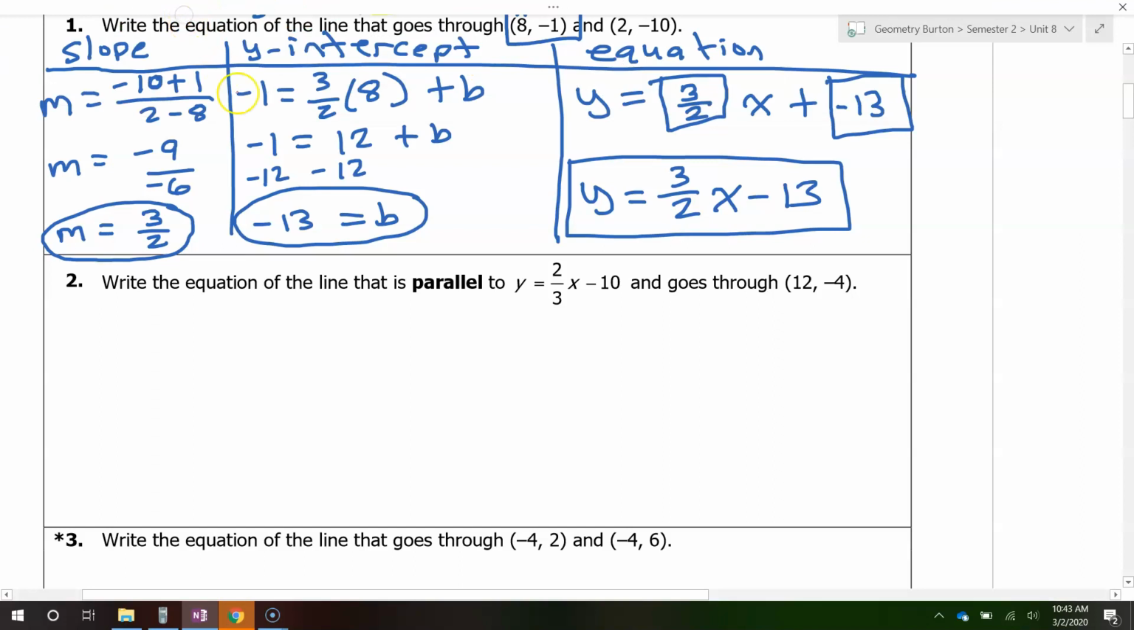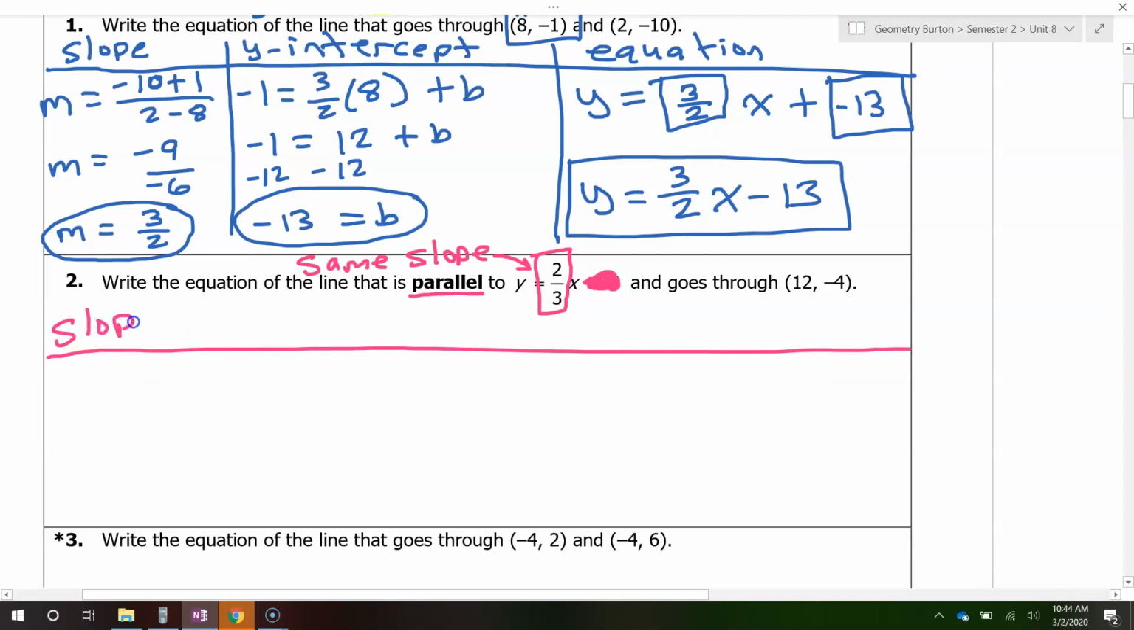Now we want to find the equation of a line that is parallel to this line and goes through this point. So whenever I see the word parallel, I think to myself, oh, that'll be the same slope. And specifically, the slope is right here. Parallel lines do not have the same y-intercept, only the slope. So I'm going to ignore the negative 10 completely. The rest of the problem is going to be exactly like what I just did on the previous problem.